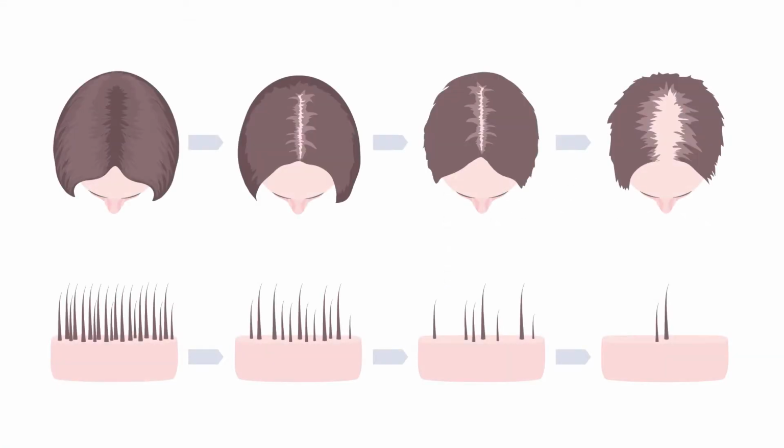The stages of female hair loss are known as the Ludwig scale. Stage 1, diffuse thinning on the top of the head. Stage 2, spreading of diffuse hair loss. Hair becomes very sparse. Stage 3, noticeable loss of hair on frontal area, not inclusive of the hairline.